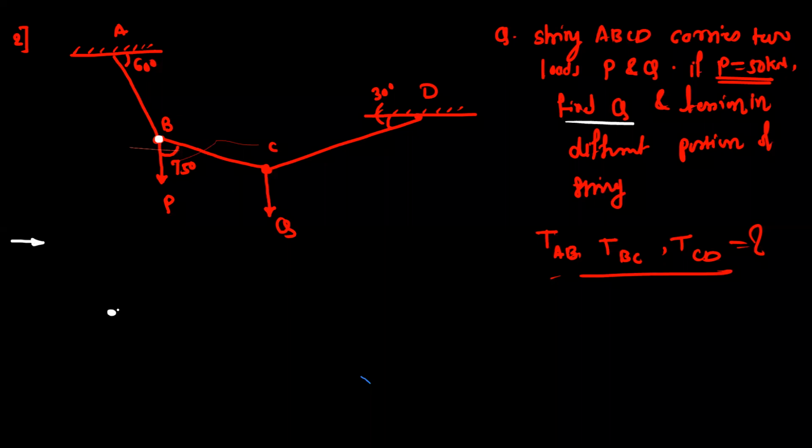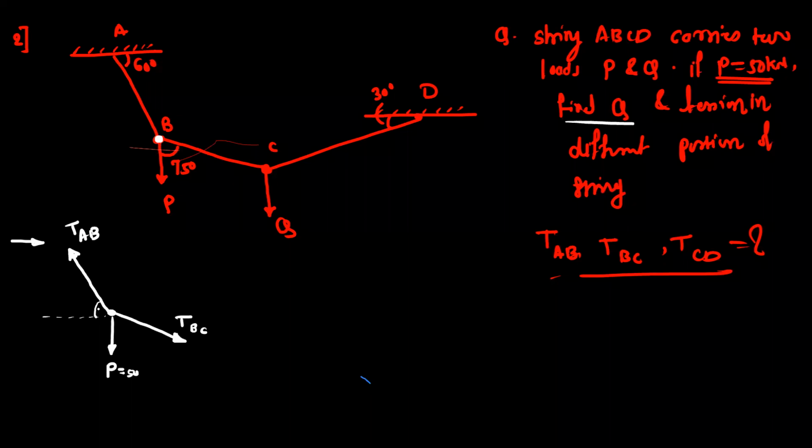So you can observe here, this is the point B. At point B, there is one force P in the downward direction. Next is the tension in the cable BC, and then we have the tension in the cable AB. Here force P is given, which is equal to 50 kilonewton, but tension BC and tension AB both are unknown.